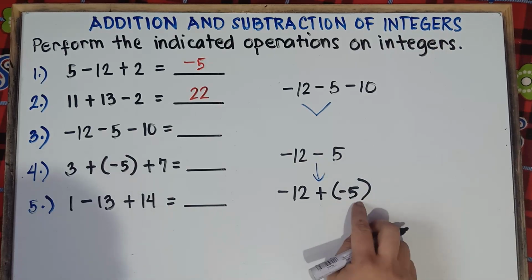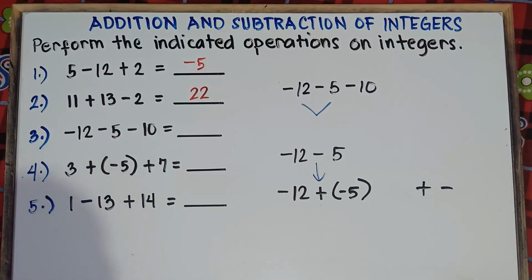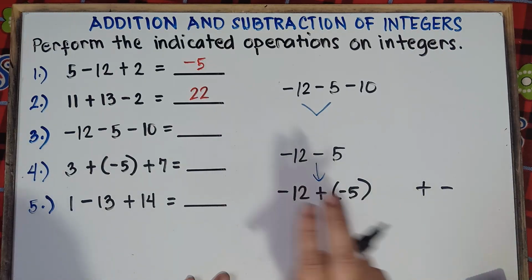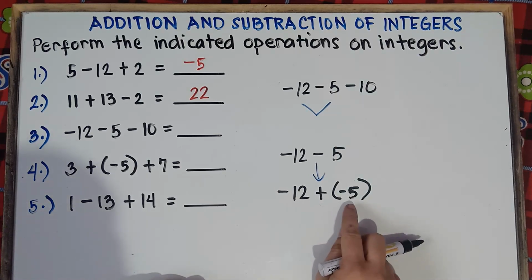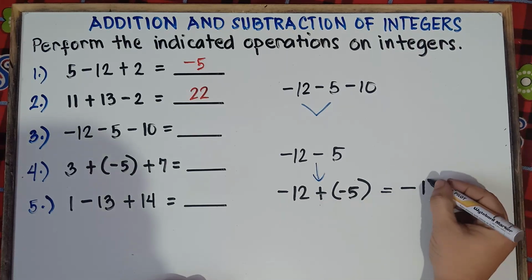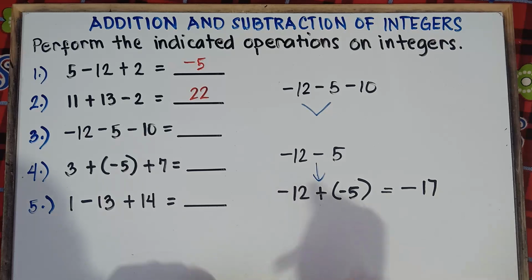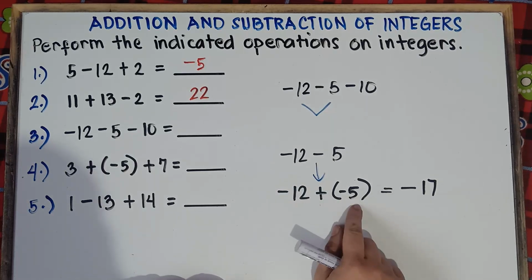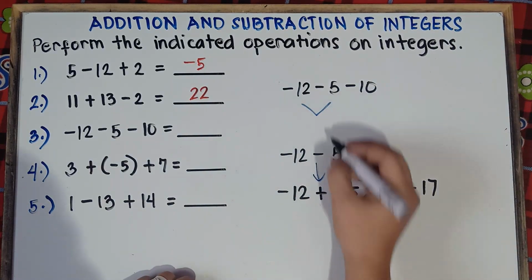And then you put parentheses, class. Once again, you put parentheses because we do have two signs. This is positive and this is negative. So once again, class, if you have two signs close to each other, you need to put parentheses. Alright, and then proceed to the rules in addition. So negative 12 plus negative 5. If they have the same sign, simply copy the sign and then add the numbers. So 12 plus 5, that is 17. So therefore, negative 12 minus 5, the answer is negative 17.